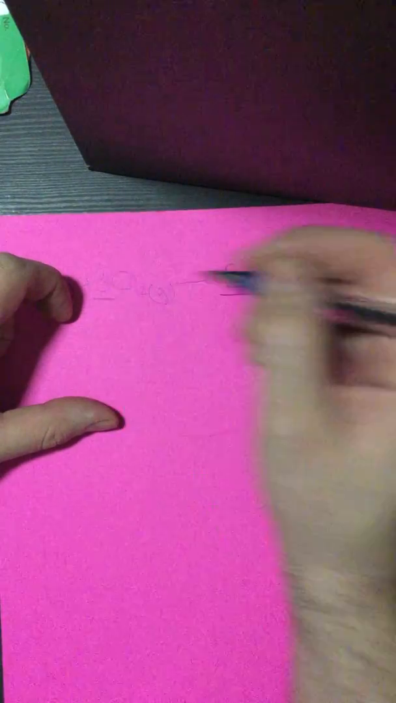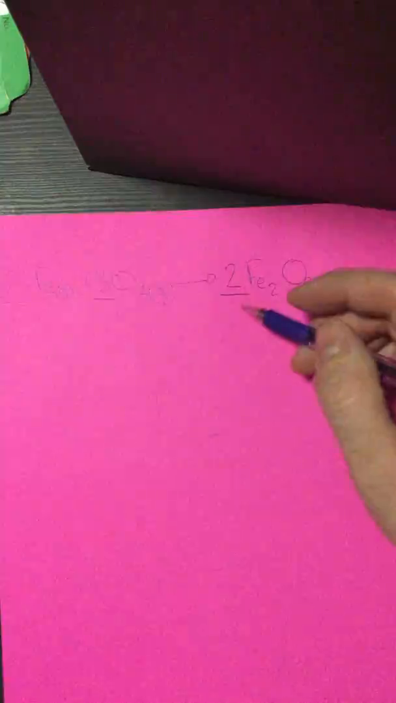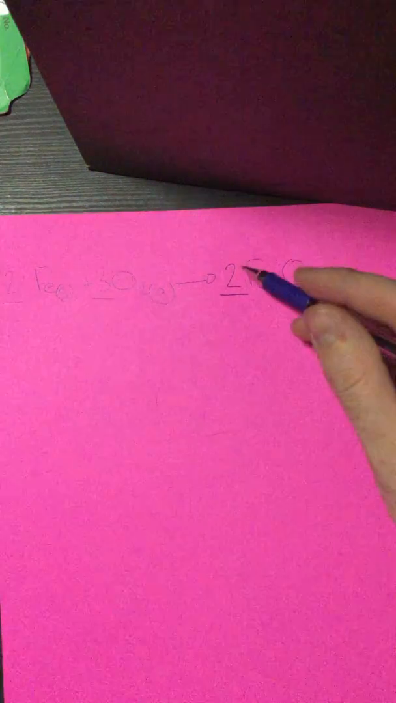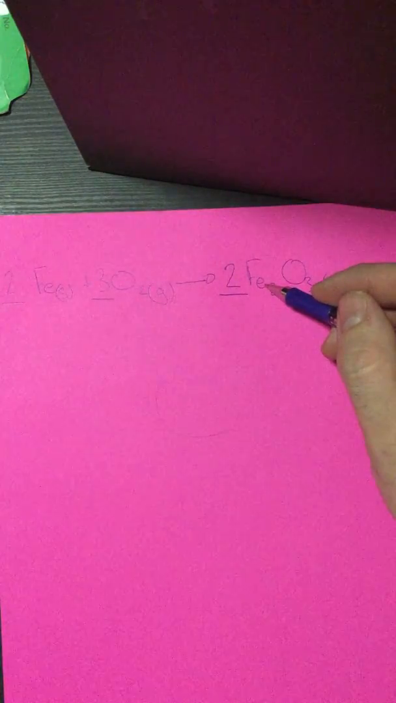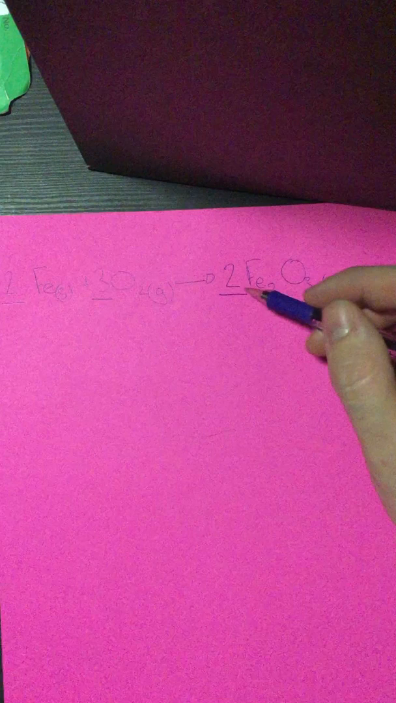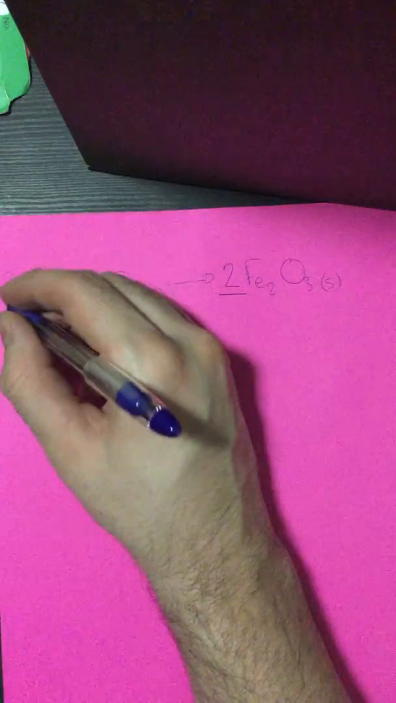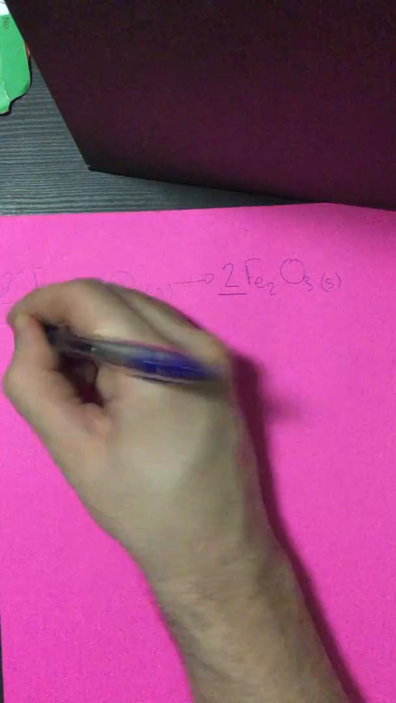Well, that I can work with. That I can multiply over here and get 6 oxygens. But my iron has been affected. I now have 2 groups of 2. Well, now I have 4 irons. 2 times 2. So I need to up this to 4. And now I have a completed equation.